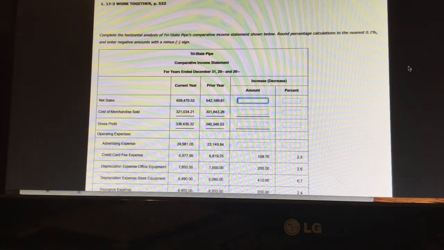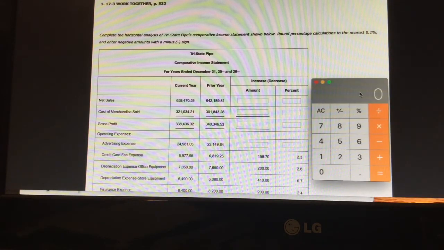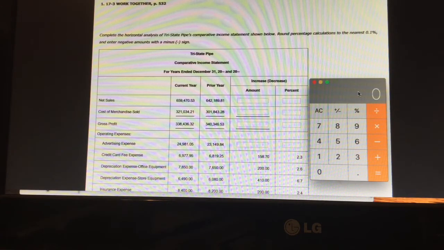Our assignment is to complete the horizontal analysis of Tri-State Pipes Corporation income statement as shown below. First thing we're going to do is take the difference in our net sales. So $659,470.53 minus $642,189.81. The difference is $17,280.72.